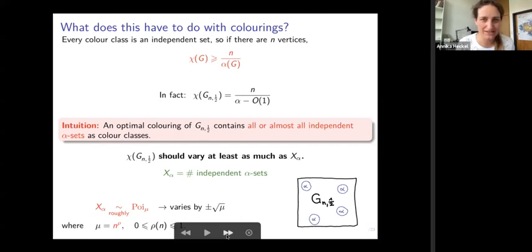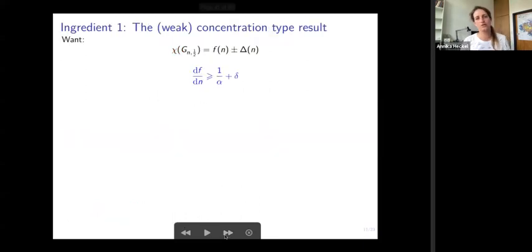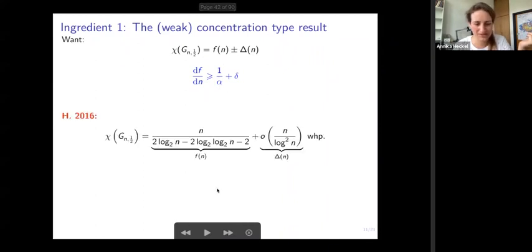Okay, so this is alpha. Now, how do we get the two ingredients that we need? Luckily, the first ingredient is really easy. The first ingredient is an explicit concentration type result, where we have to show that we have an estimate for the chromatic number, and it increases at a rate which is bigger than 1 over alpha. And we already have this. This is the result from the second slide of the talk.